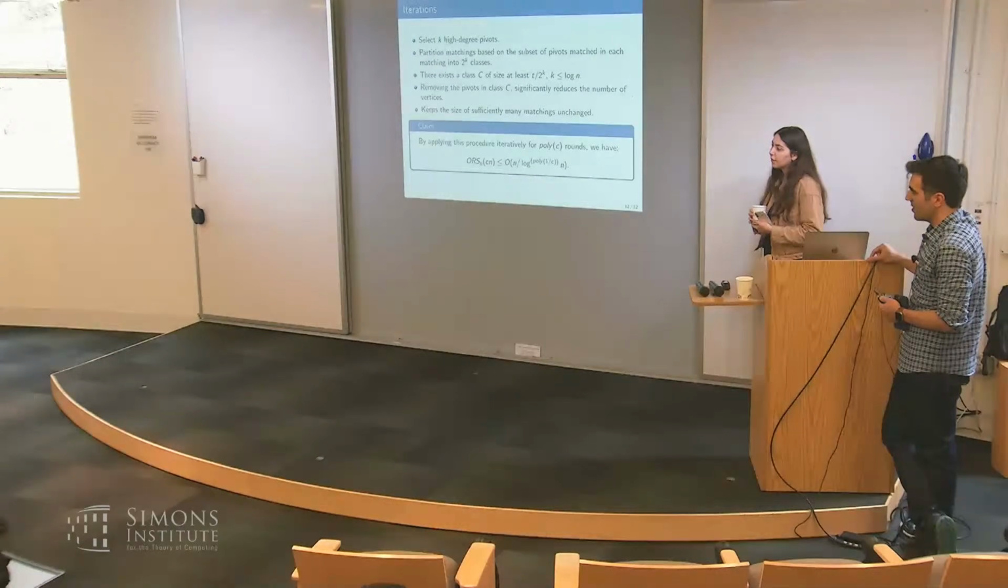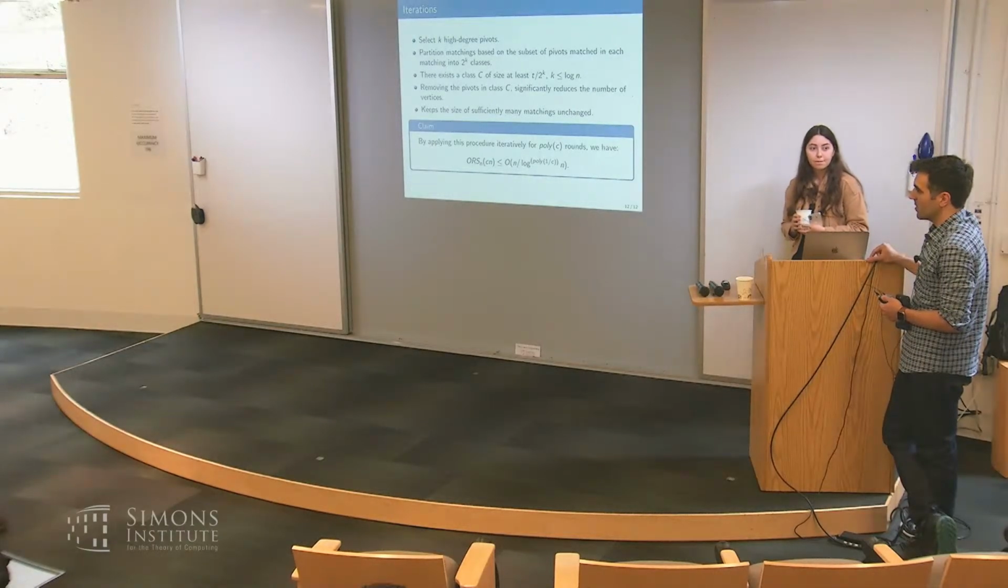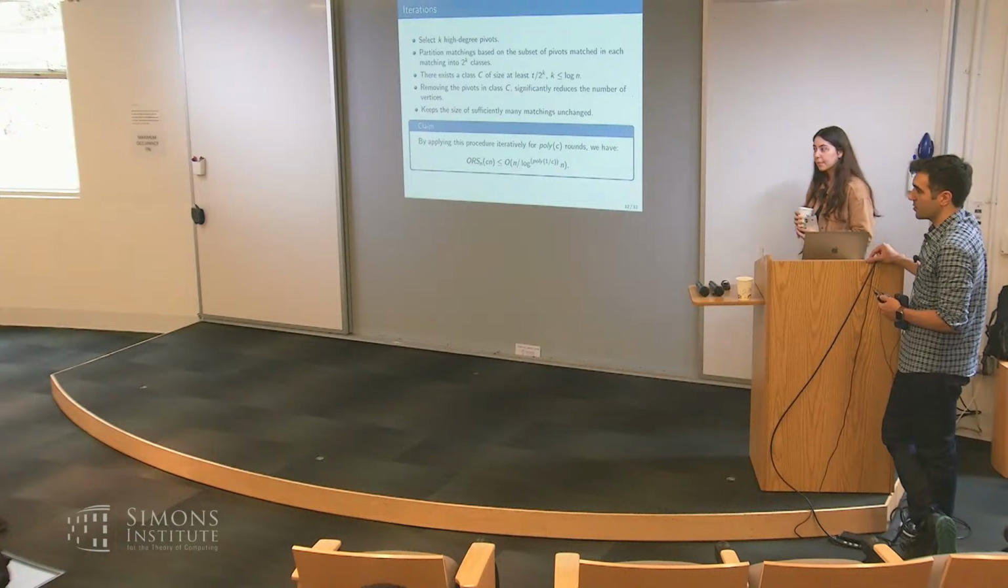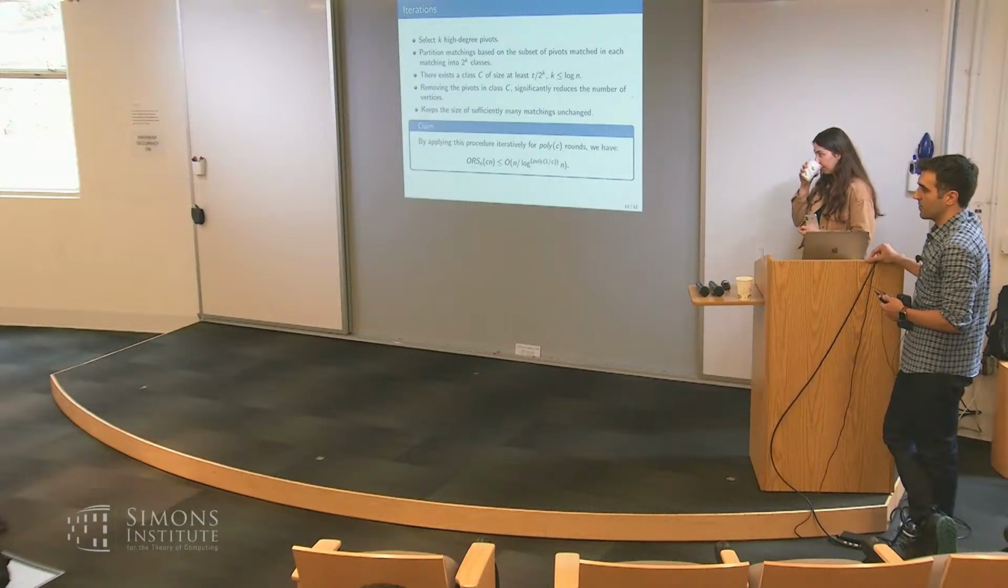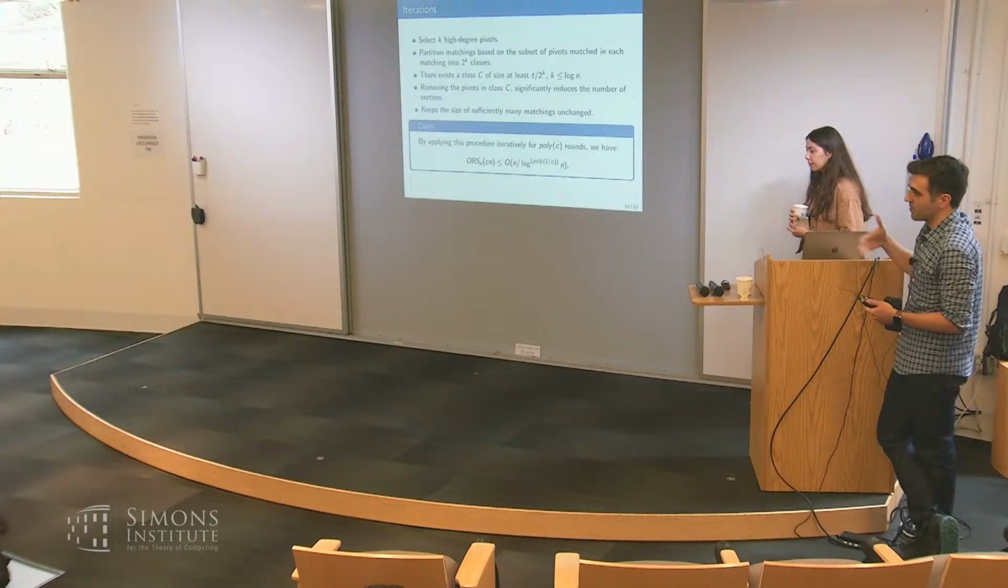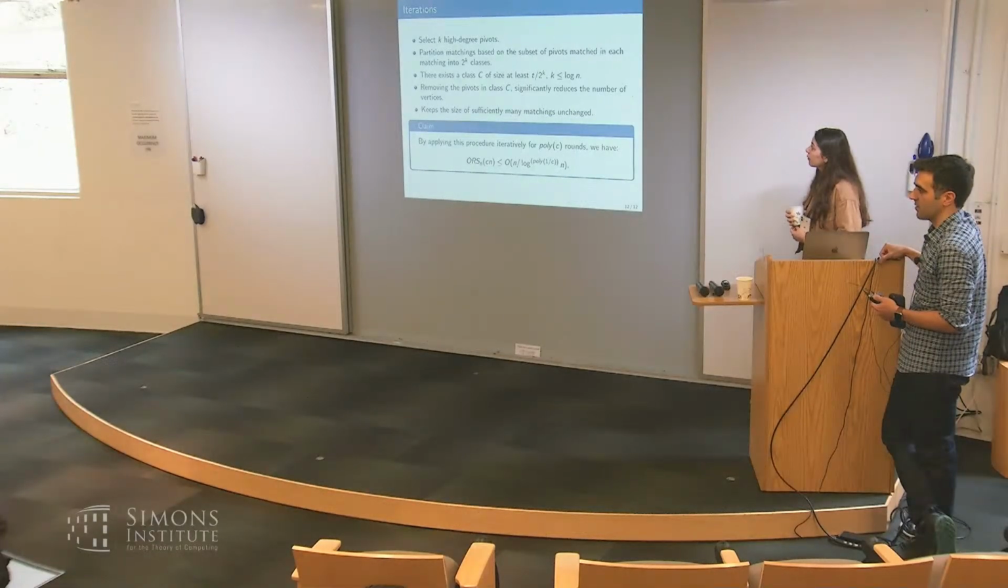I guess if you applied it once, you get an upper bound of n squared over log n, so long as the matchings are really close to covering half of the vertices. I see. If you want the size of the matchings to be smaller and smaller, then you'd have to apply it more and more, and then the upper bound gets weaker and weaker.